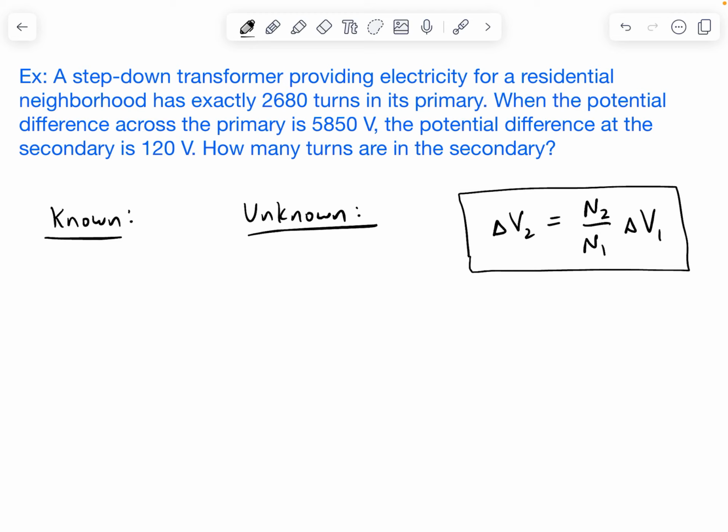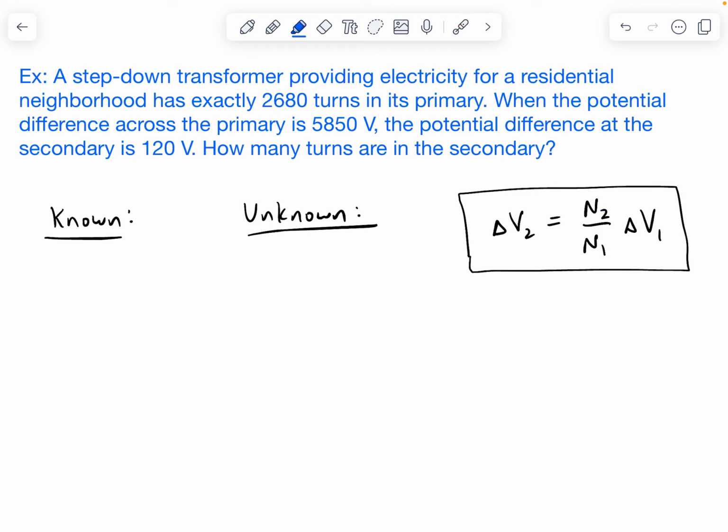All right, I always like to start by listing my knowns and my unknowns. One thing that I'll say is that when they are talking about potential difference, that's just another term for the voltage. So when we look at the equation here, we see we have a delta V on both sides. That is the potential difference. Where the 1 is, that would be our primary. Where the 2 is, that would be our secondary. Same thing for these N values. The N values are the number of turns. 1 would be primary, 2 would be secondary.